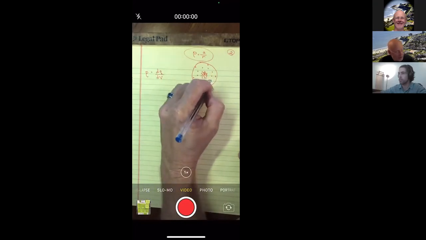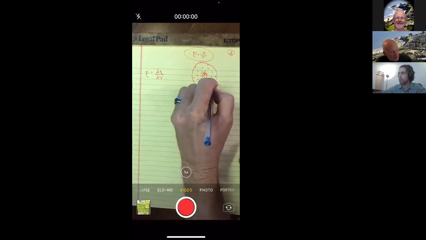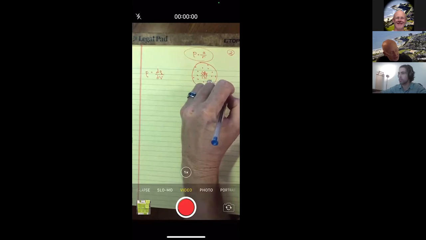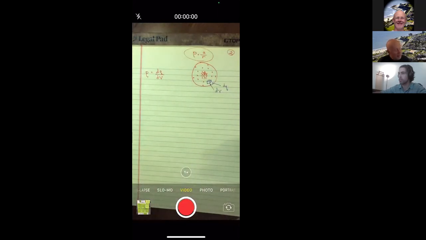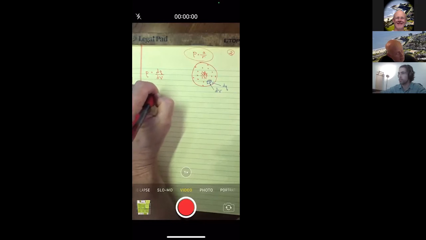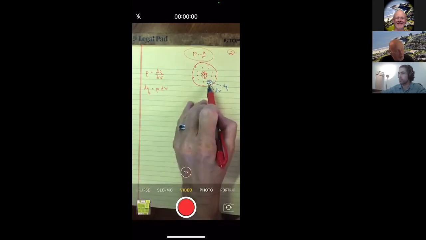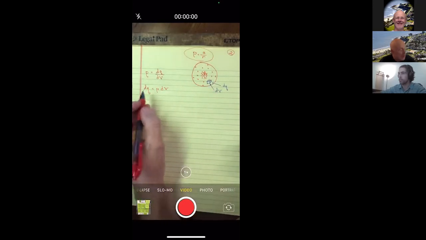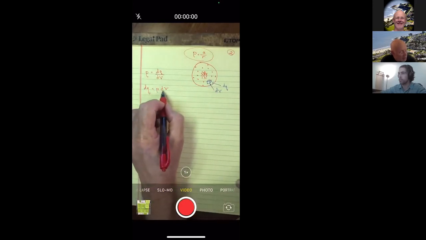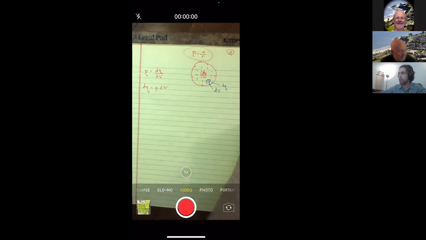I'm going to change that in a minute. And so that's a little bit of volume dV. Inside of that little bit of volume is a charge of dq. If I were to write this as dq is equal to rho times dV, to figure out how much charge is inside of that little cube, I would take the density and multiply it by the volume, and that would give me the charge that's in there.